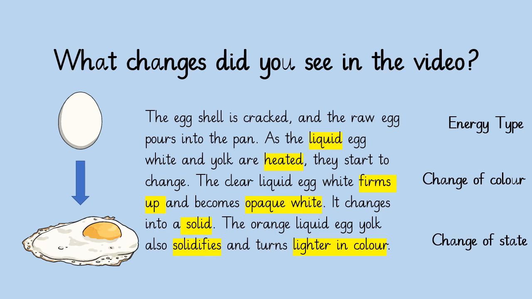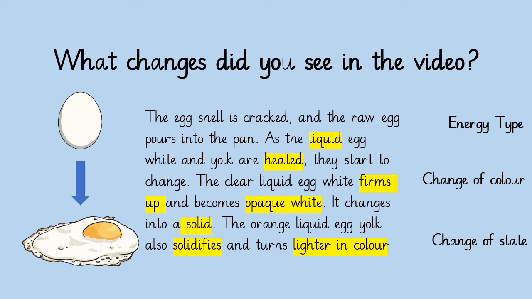I've highlighted there some of the key vocabulary about what's happening in the video. Down the side, I've included some different labels: energy types, change of colour, change of state. Can you match those titles with the words I put in yellow? Pause the video there and see if you can do that. Let's have a little look at this together.